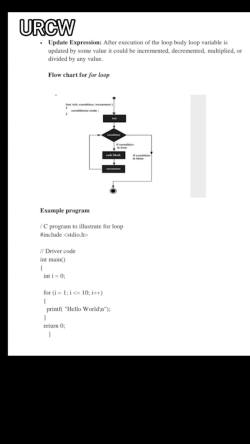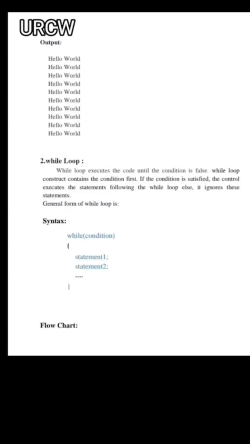For example, #include <stdio.h> is a header file in C language. int main is the main function. Open braces. int i = 0. For loop: for i = 1 is the initialization expression, i <= 10 is the test expression, and i++ is the incrementer. printf hello world, and since we are giving the int function, we are giving return 0. Now the loop will run until the test expression is false.